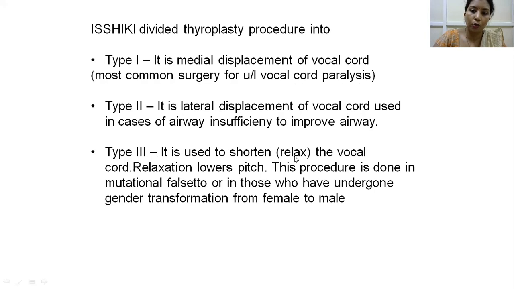Type 3 is to shorten the vocal cord, to relax it and shorten it. What happens when it is tense? It has a high pitch. Females have a high pitch voice, whereas men tend to have a lower pitch baritone. So type 3 thyroplasty is used to shorten or relax the vocal cord. This lowers the pitch, and this procedure is done in those who have undergone gender transformation from female to male, and also in falsetto voices.